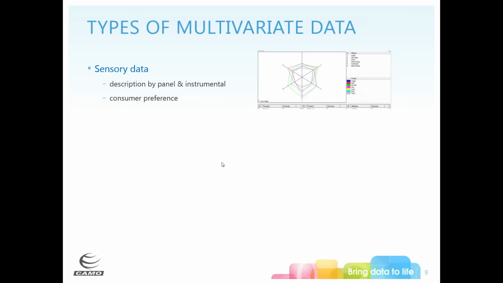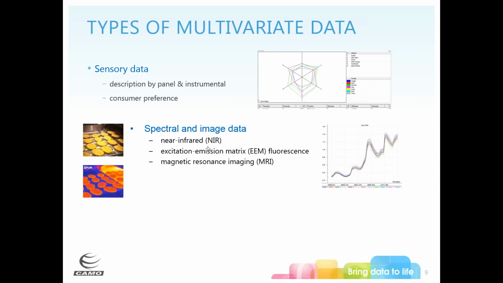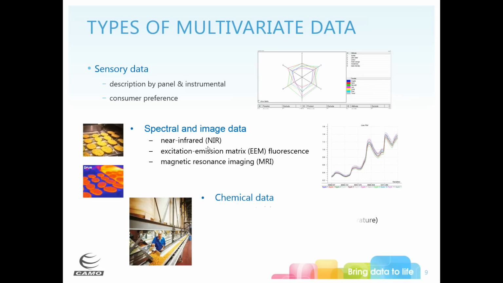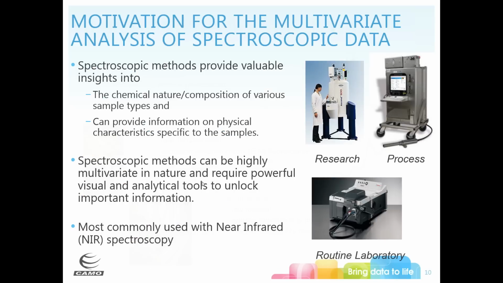There's lots of different types of multivariate data that we can look at, and we'll look at two different types today. We have sensory data, so this description by panels or instruments often works with customer preference. We also have spectral and image data, so near-infrared, fluorescence, MRIs. And then you also have chemical data, your raw material, your process variables, and your end quality measurements. And using multivariate data analysis will allow us to get information out of all these different types of data.